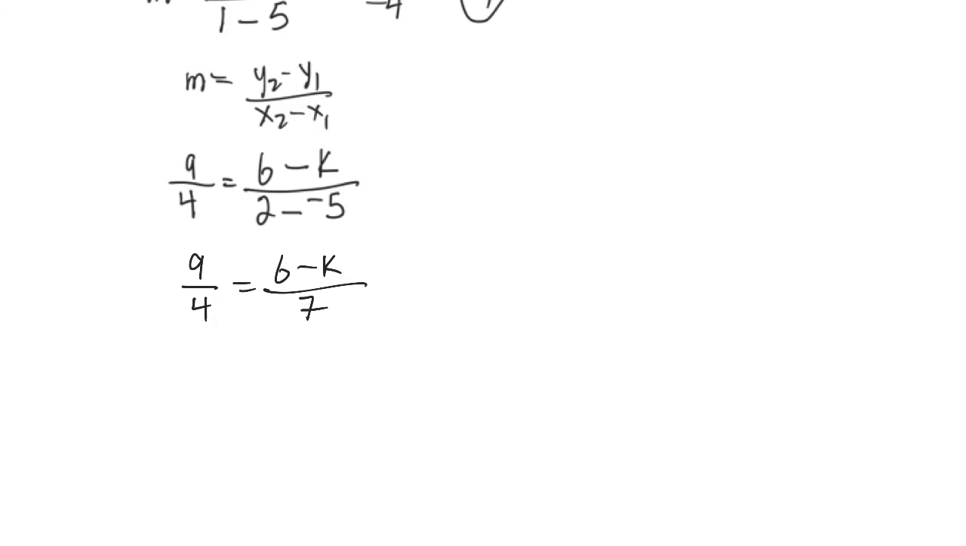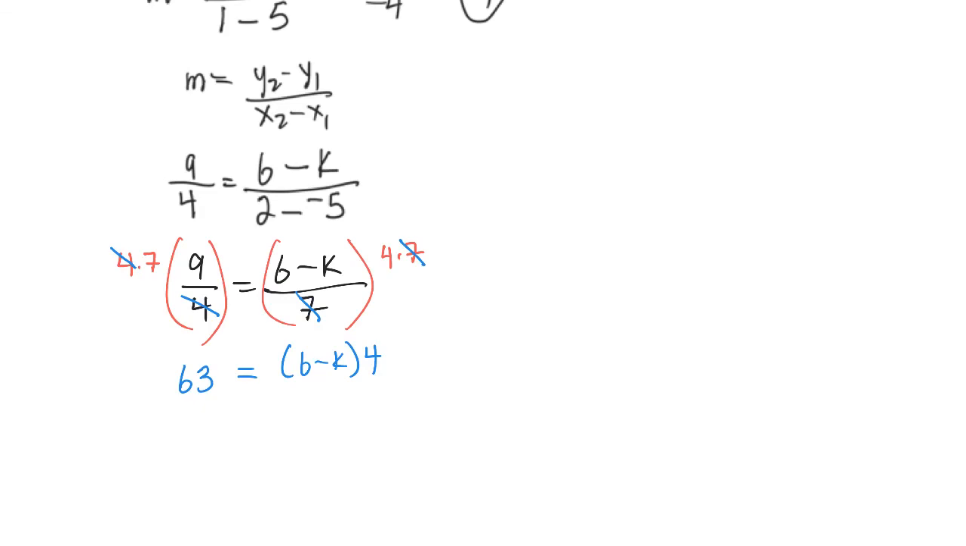Okay, now I'll multiply both sides by a common denominator, which would be 4 times 7. I'm going to multiply this side by 4 times 7, and I can do that as long as I multiply this side by 4 times 7. So on the left side, the 4s cancel. 7 times 9 is 63, equals. Here the 7s cancel, and then I have 6 minus k times 4. Let's use the distributive property there, so that'll be 24 minus 4k is equal to 63.